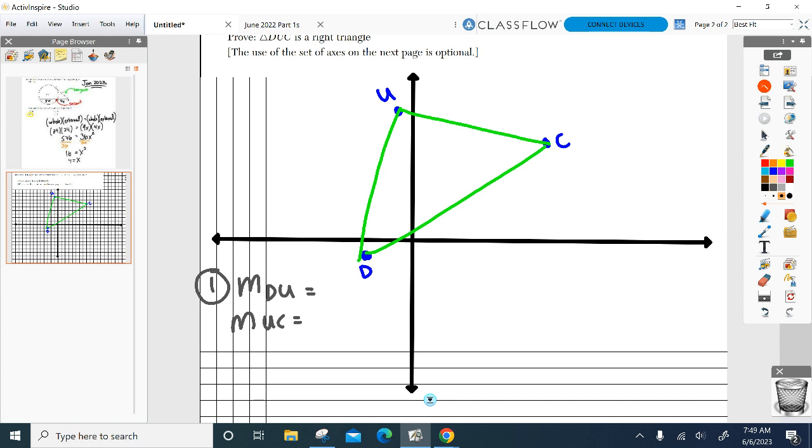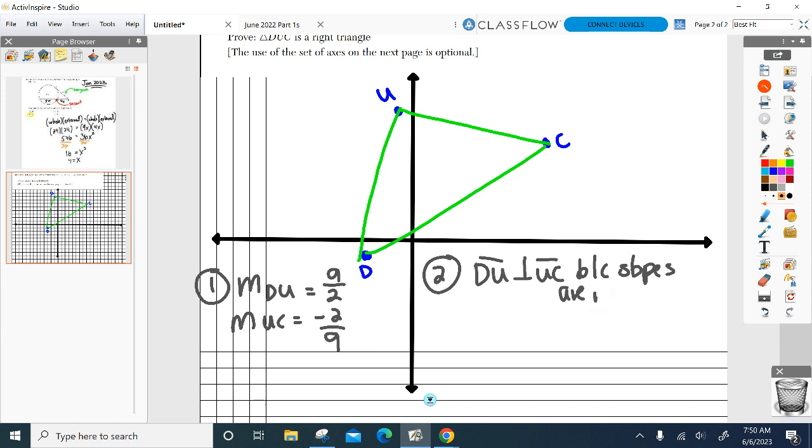That's easy to do. 1, 2, 3, 4, 5, 6, 7, 8, 9 over 2. So it looks like DU is 9 over 2. And UC is up 2 over 1, 2, 3, 4, 5, 6, 7, 8, 9. And that's negative. What do you notice about those slopes? They are negative reciprocals. So in step 2, nice and neat underneath, right next to it, so we can follow your order of thinking: DU is perpendicular to UC because slopes are negative reciprocals.